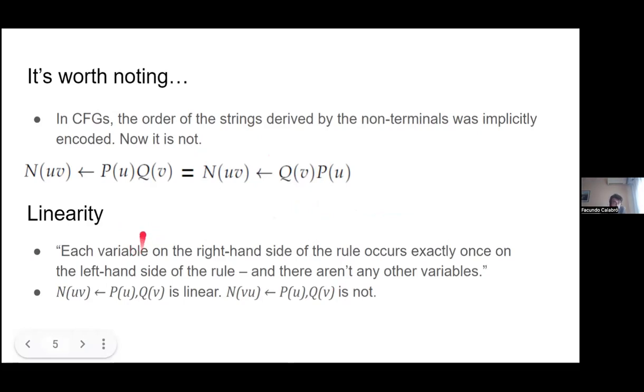At the same time, Clark establishes the convention that the order of the variables at both sides of the rule remains the same, and this is called linearity. So we have ordered pairs of strings.